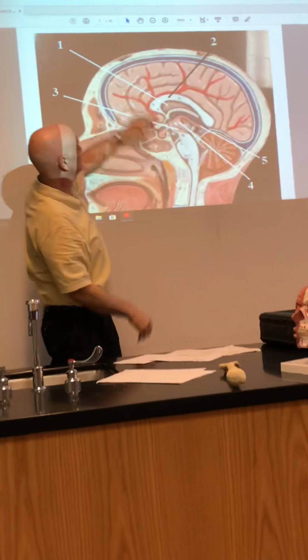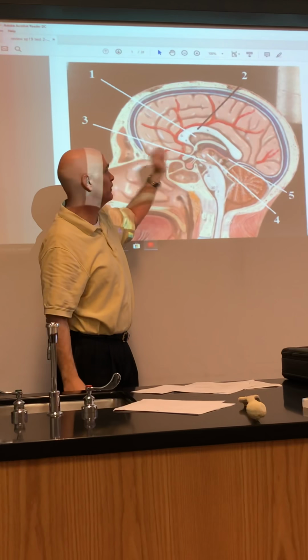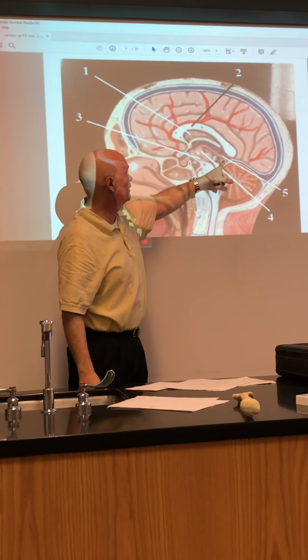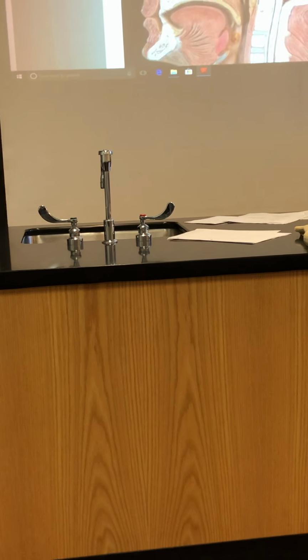Corpus callosum, good. 3, hypothalamus. 4, thalamus. 5, pineal gland, which is melatonin. All right. Let's take a look a little bit down on this model here. Let's go over some muscles also.